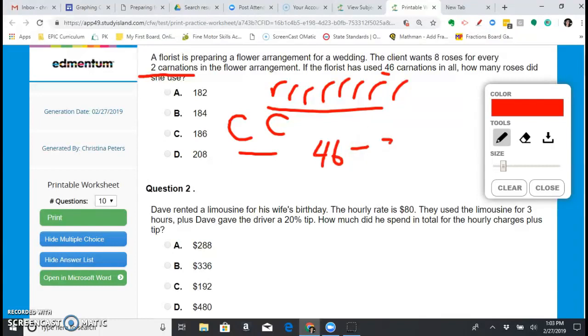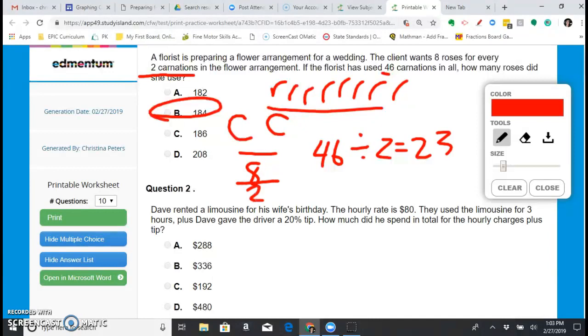46 divided by 2 is 23, so it changed by a factor of 23. So you could take 8 times 23, and that would tell you how many roses. The other way to do this is to set up a proportion.